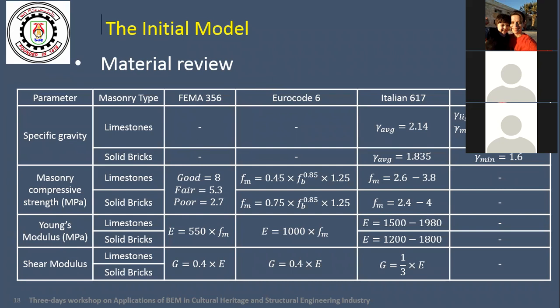And some of the data were provided in some codes and some were missing. So this will give you an idea of the different values. For example, if you go for Young's modulus, the FEMA 550 FM, Eurocode 1000 FM, the Italian between 1500 and almost 2000 for limestone, and between 1200 and 800 for solid bricks. So as you see, there are different values for the parameters.